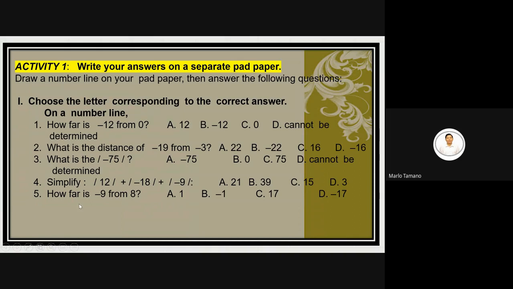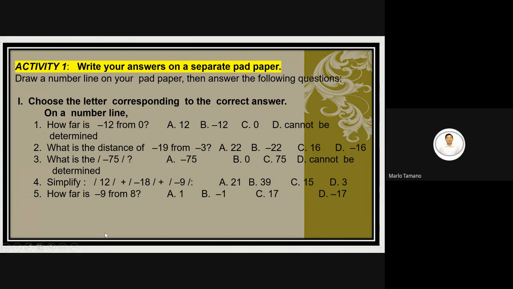Number 5, how far is negative 9 from 8? Yung negative 9 tapos dun sa 8, bilangin ninyo. A po. 1 ba yung distance? How far is negative 9 from 8? Saan po yung 8 nasa doon sa number line? C po. 17. Tama? Opo.